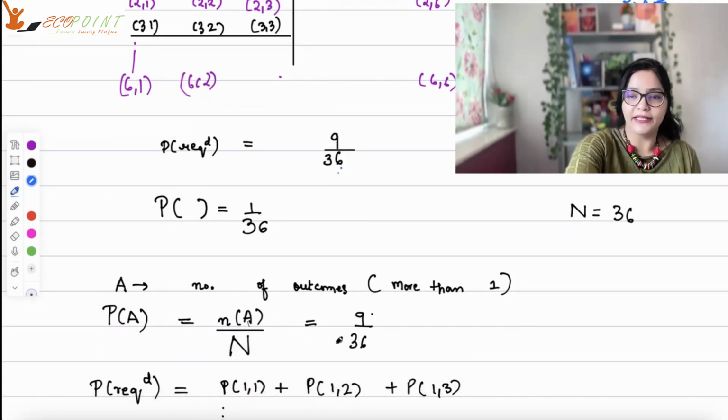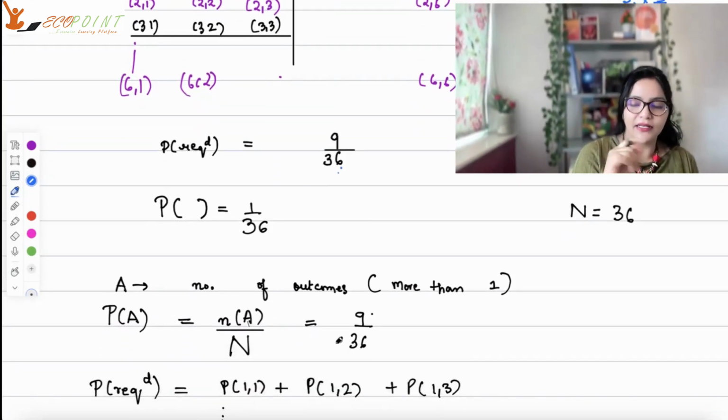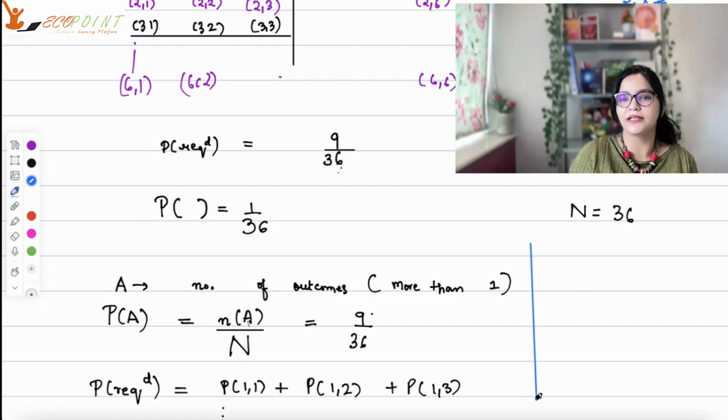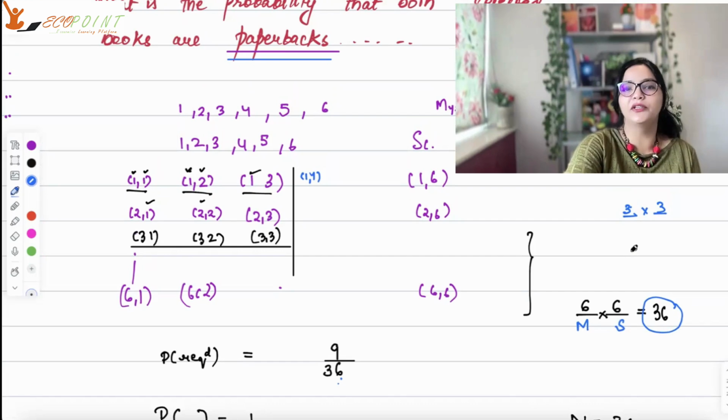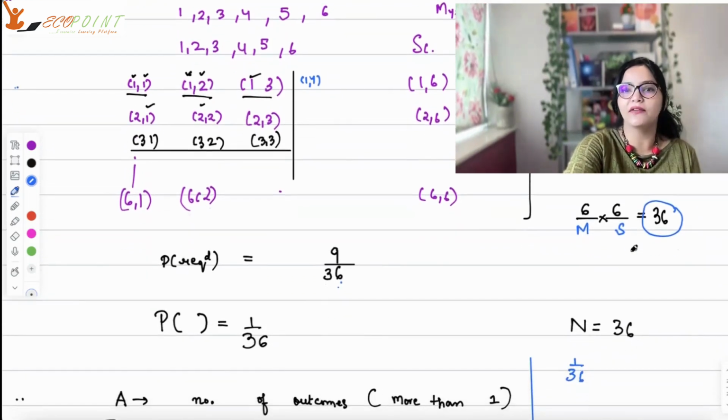9 out of 36 will be the required probability. Now, for this required probability, there's another way to look into it. That's what I tried to teach you in this lecture. That each book is equally likely to be picked. So 1 by 36 is the chance for each book. Okay. And now, how many outcomes are favorable to us?